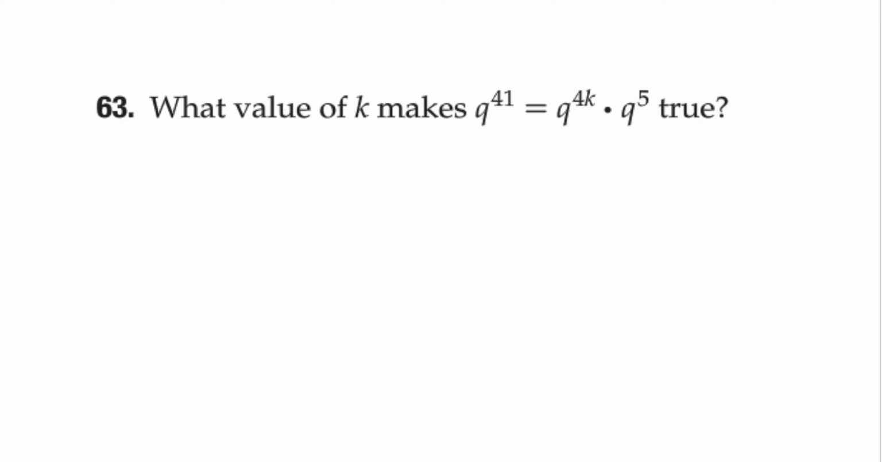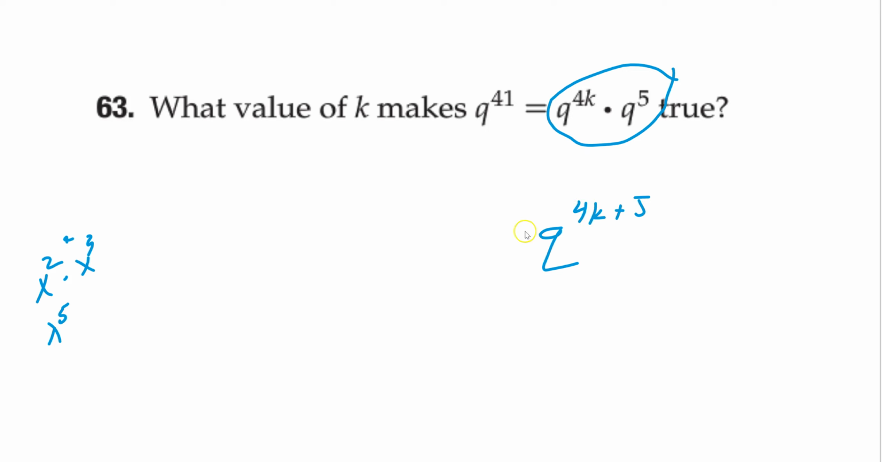So what value k makes this true? Use our rules to do this. So first, let's look at this. We're trying to find what k is. Remember, when they're the same base, we just add the powers. It's like if I gave you x squared times x cubed. You're like, oh, x to the 5th. You just add them up. So same thing goes here. It's going to be q to the 4k plus 5.